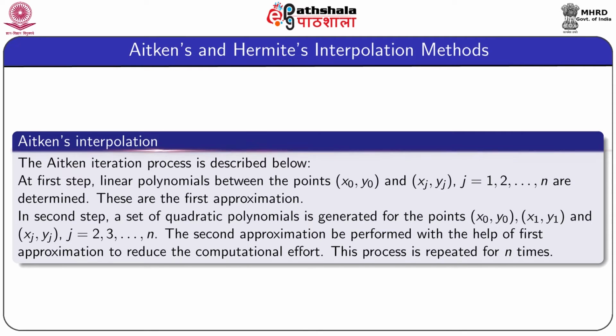At the first step, linear polynomials between 2 points x0 y0 and xj yj for j equal to 1 to n are determined. That means n linear polynomials are constructed at the first step, and these are called the first approximation of the Aitken interpolation method. In the second step, we construct a set of quadratic polynomials for the points x0 y0, x1 y1 and xj yj, where j equal to 2 to n. The second approximation is performed with the help of the first approximation, and this actually reduces the computation effort, and this process is repeated n times.